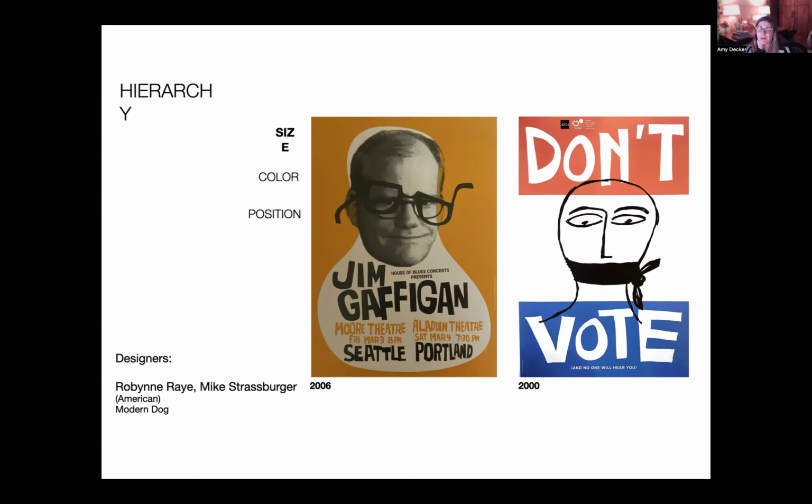On the don't vote one, it might be the word don't because it's in red and white and it's so big and it's kind of overlapping the head. But they both have these big heads in the middle. And then the secondary is the type. And so, yeah, size is really playing a big part of this. Lots of big type and big heads.